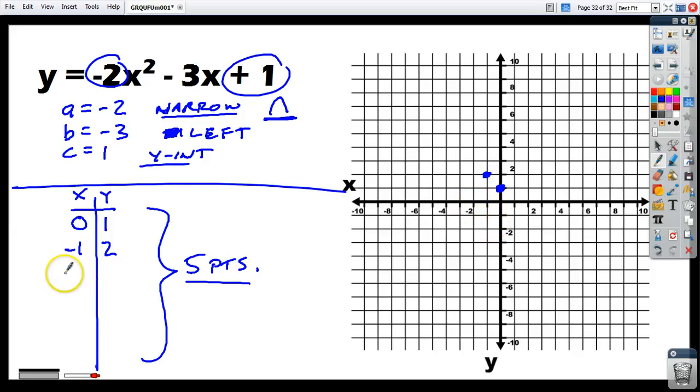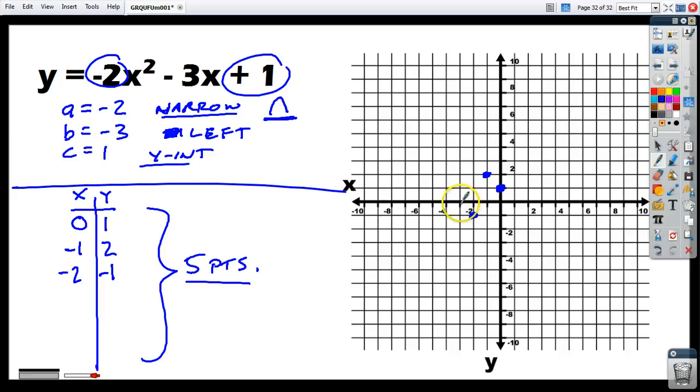Let's keep going. Let's do negative 2 next. Negative 2 squared is 4. 4 times negative 2 is negative 8. Over here in the middle, negative 3 times negative 2 is positive 6. Negative 8 plus positive 6 is negative 2. Negative 2 plus 1 is negative 1. So that would be right here.